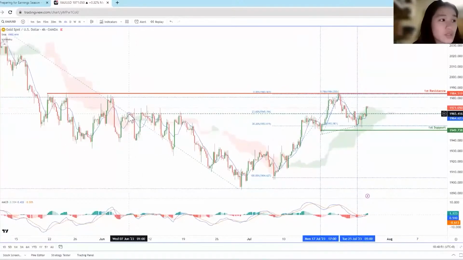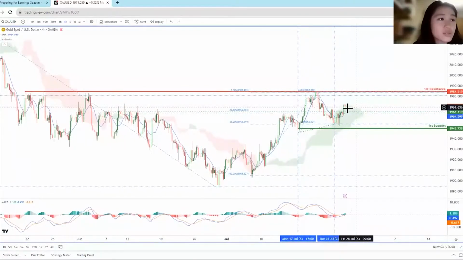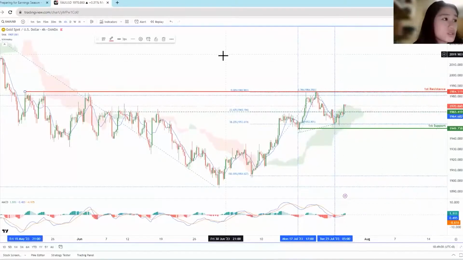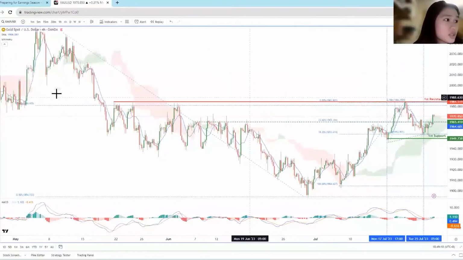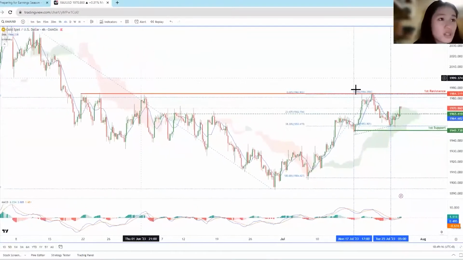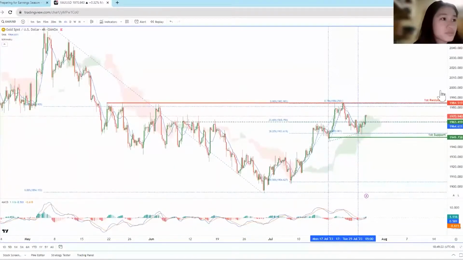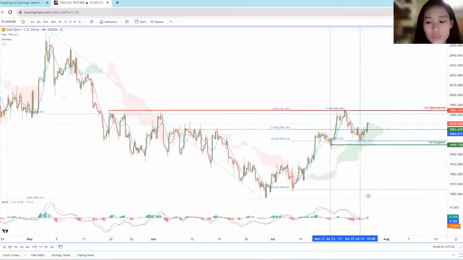Okay, and then with all of this support area here with the multiple swing highs, the 23.6, we are not expecting prices to continue to drop to this level. It's likely to continue to push up towards our first resistance. And our first resistance also is a pretty significant level with all the swing highs as well as the retracement level. So it's likely to attract price towards that area. Okay, that's all for gold.